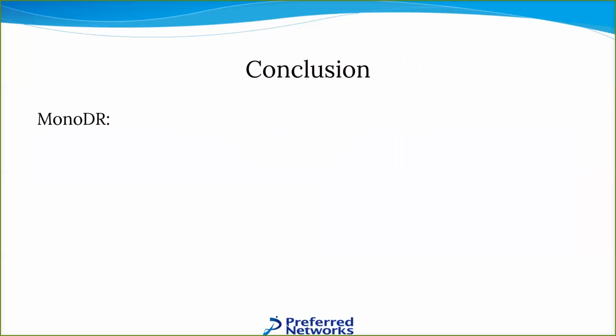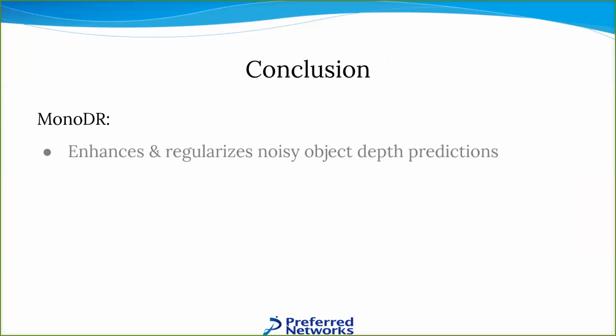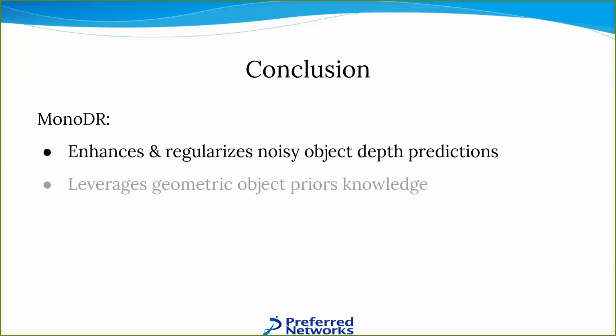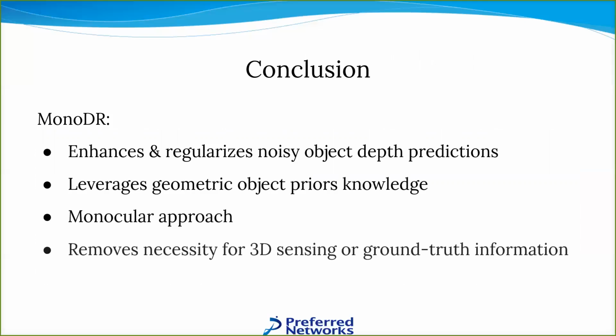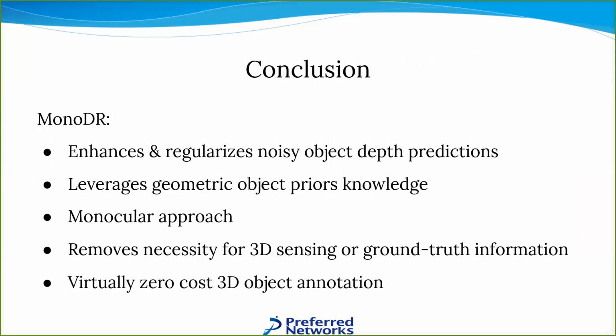In conclusion, our method enhances and regularizes noisy monocular object depth predictions by leveraging geometric object priors knowledge. It also removes the necessity of the 3D sensing or ground truth information, along with virtually zero-cost 3D object annotation.